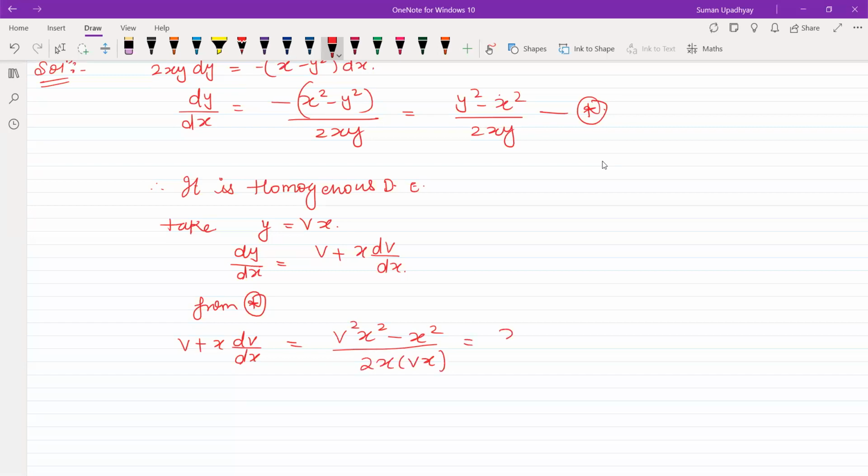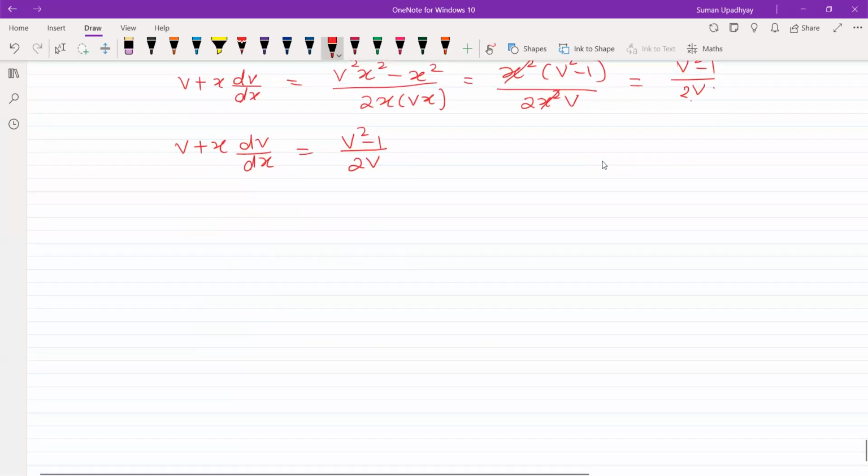Now x square is common. v square minus v will be there, and the denominator will become x square, so x square v. This x square will get cancelled, and you'll be left with v square minus 1 upon v. Okay, and 2v. Now what I will do? So I got v plus x dv by dx is equals to v square minus 1 upon 2v.